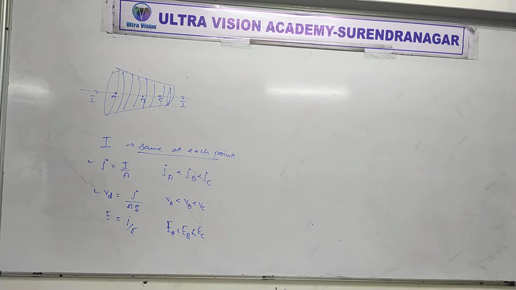Okay, first one. Example 3.1. Estimate the average drift speed of conduction electrons in a copper wire of cross-sectional area this, carrying a current of this. Okay, so what do we have to find? Estimate the average drift speed, means VD.